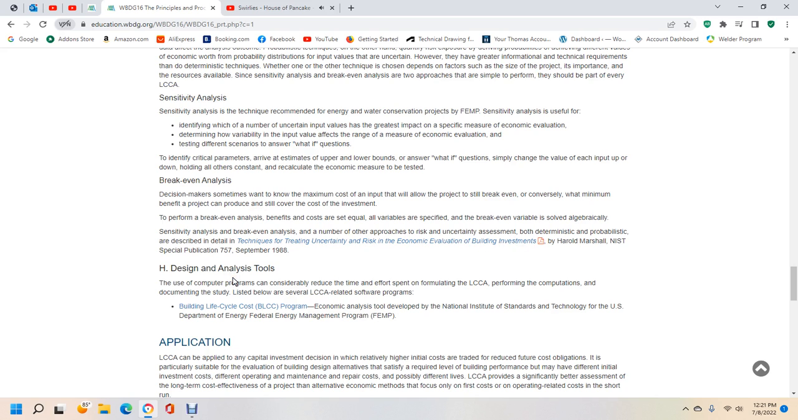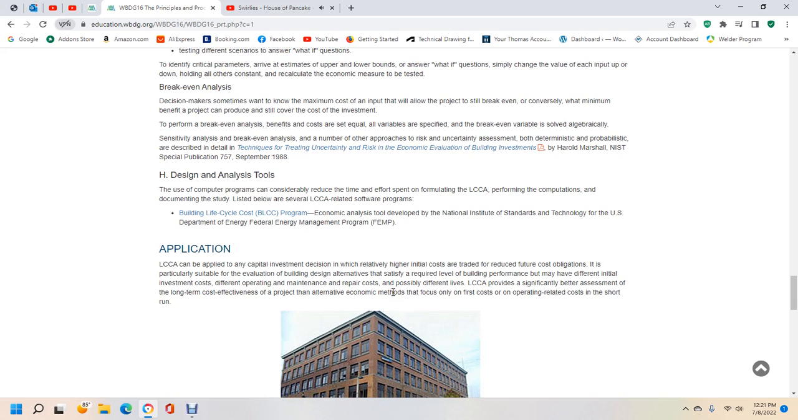Design analysis tools. Using computer programs considerably reduces the time and effort spent on formulating the life cycle cost analysis, performing computations, and documenting the study. Listed below are life cycle cost analysis related software programs. The Building Life Cycle Cost program, an economic analysis tool developed by the National Institute of Standards and Technology, U.S. Department of Energy, Federal Energy Management Program.